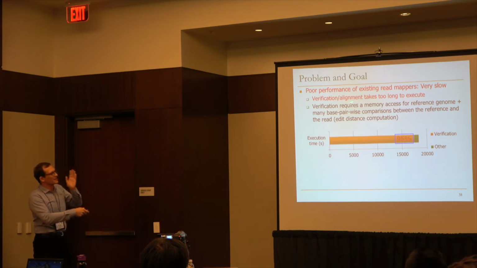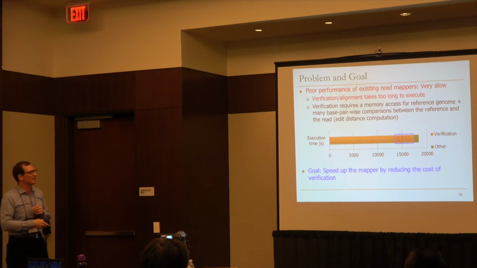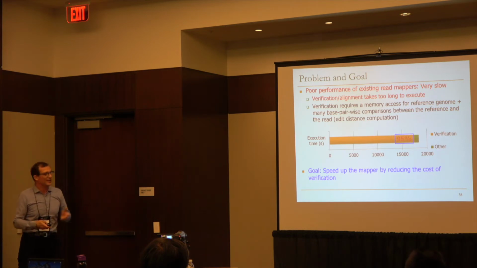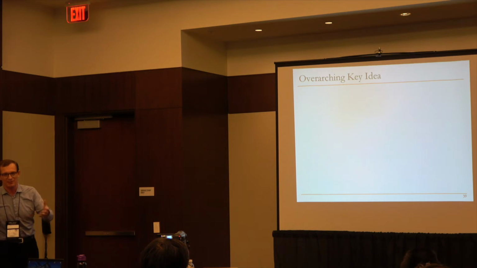Okay, I think I'm going to skip this, but you can imagine what's involved in edit distance computation, right? You need to access the reference genome and you do many base pairwise comparisons. So our goal is to speed up the mapper by reducing the cost of verification. So the overarching key idea that I'm going to develop and give you examples of is to avoid the edit distance computation as much as possible.